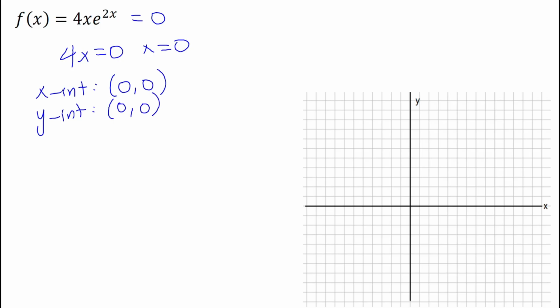And e to the 2x is always positive. It's never equal to 0. So we're just going to have a singular x-intercept here and a y-intercept of (0, 0).